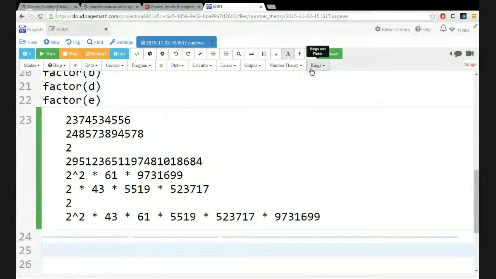I've given it two random numbers. The GCD is just 2. This is the least common multiple, an even bigger number. But let's look at the prime factorization. So these are the prime factorizations of A and B.